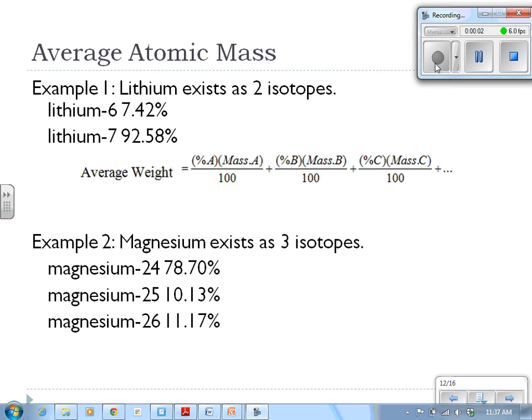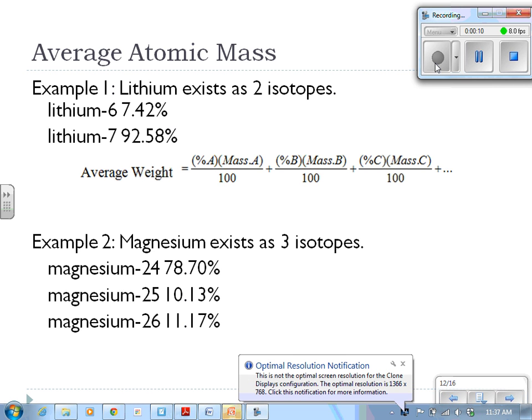So let's begin with part 2 of our first video. So here's our calculation. I think I've got my pens working this time. Here's our calculation to calculate the average atomic mass.